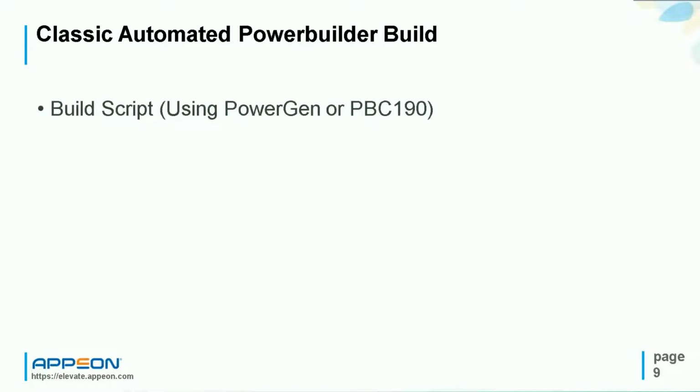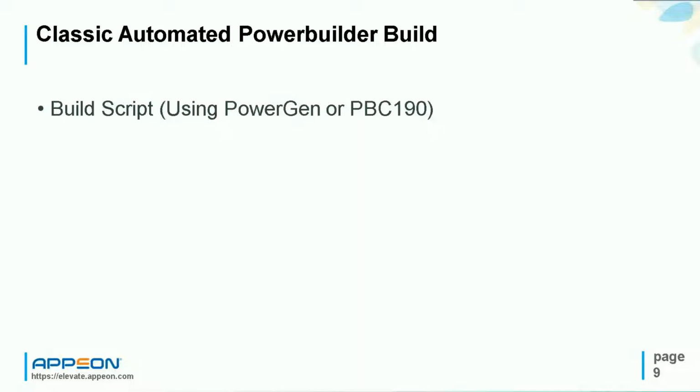So now we're going to talk about the classic automated PowerBuilder build process. Or you could do a lot of these steps manually as well. So this is the way I do it. I imagine other people do it differently, but I think this is pretty standard. I have a script that does the build, and in the past I've used PowerGen, or there are other ways to do it, but currently I'm using PBC 190, which is the PowerBuilder standalone compiler that doesn't require a license, that just comes free with PowerBuilder.